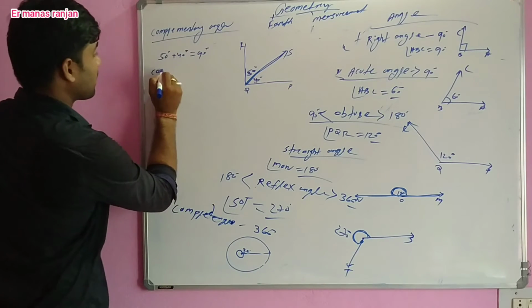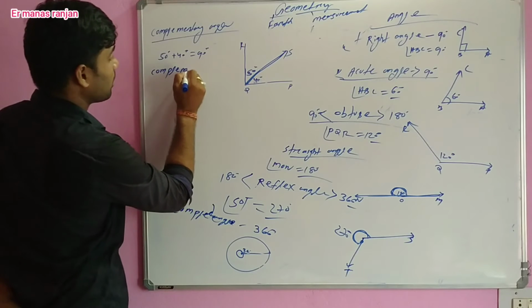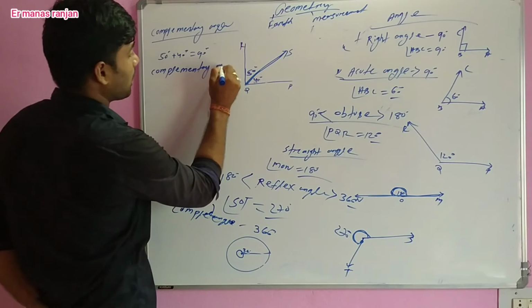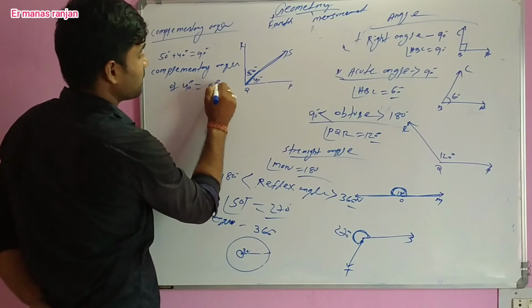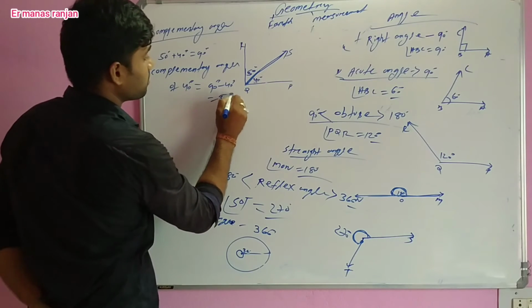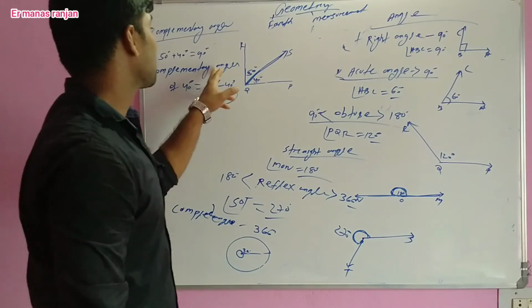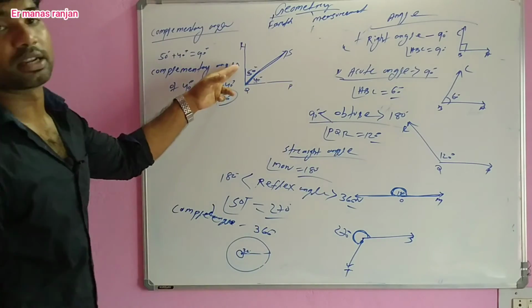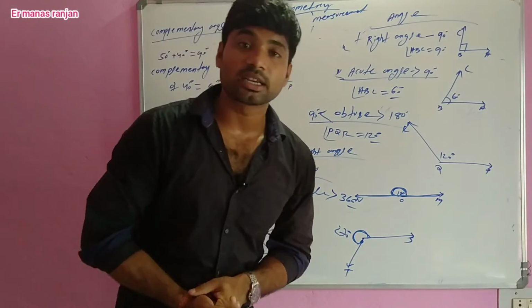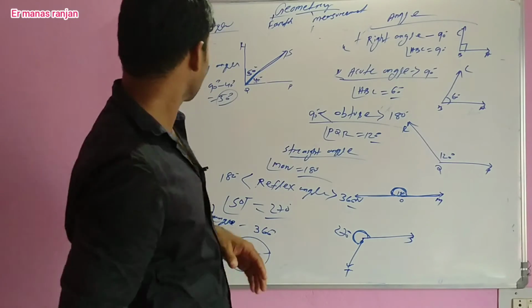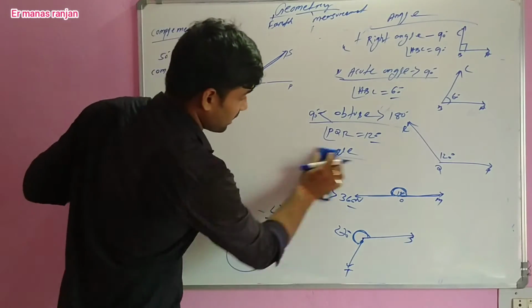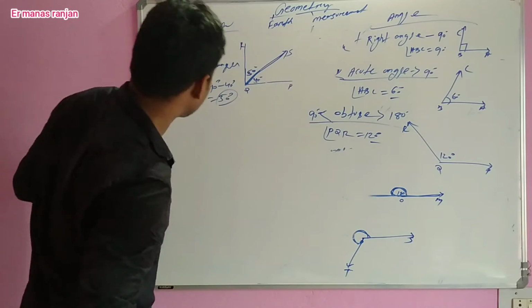So the complementary angle of 40 degrees equals 90 minus 40, which is 50 degrees. The complementary angle of 50 degrees is 40 degrees. The complementary angle of 70 degrees is 90 minus 70, which is 20 degrees. Understood? Then supplementary angle.